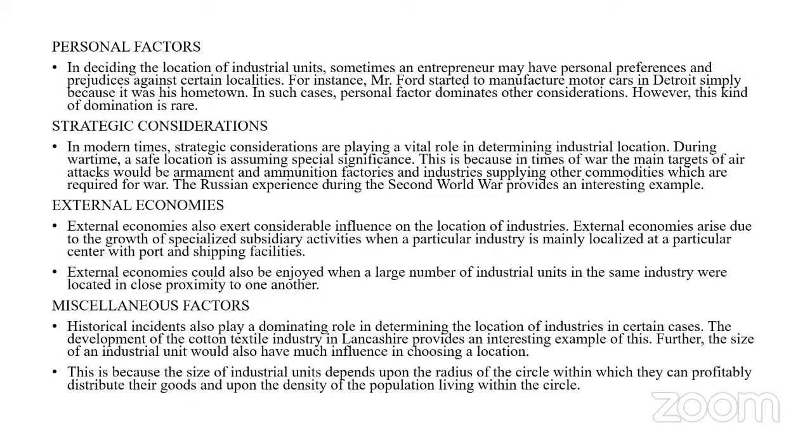Personal factors. In deciding the location of industrial units, sometimes an entrepreneur may have personal preferences and prejudices against certain localities. For instance, Mr. Ford started to manufacture motor cars in Detroit simply because it was his hometown. In such cases, a personal factor dominates other considerations. However, this kind of domination is rare.